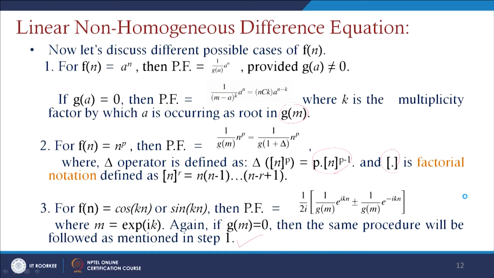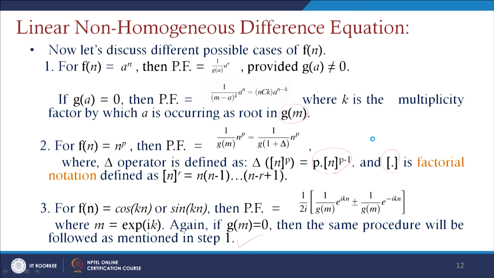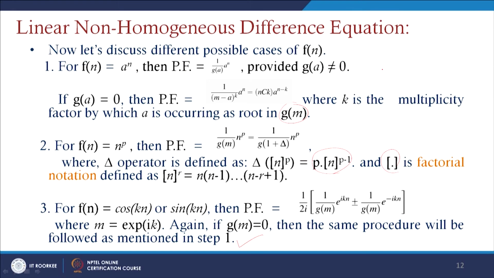Now for the particular function: since the difference equation has been reduced to the form of G(m), the particular function for this complete difference equation can be written as a_n equals 1 by G(m) operated on the right hand part, that is f(n). If you operate this, it gives the particular function of a_n.